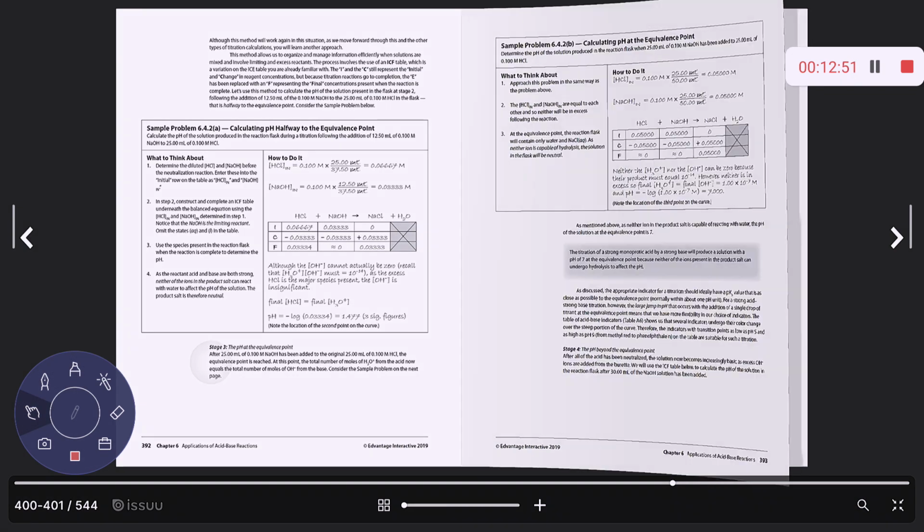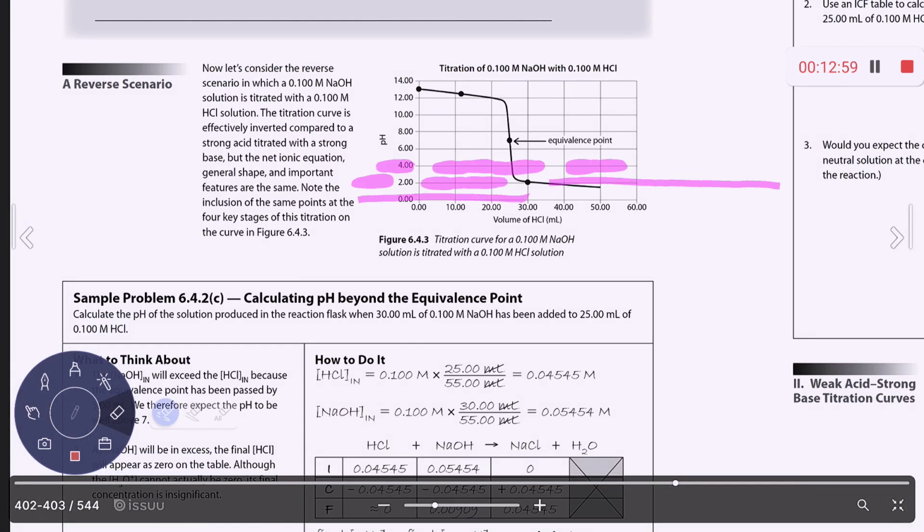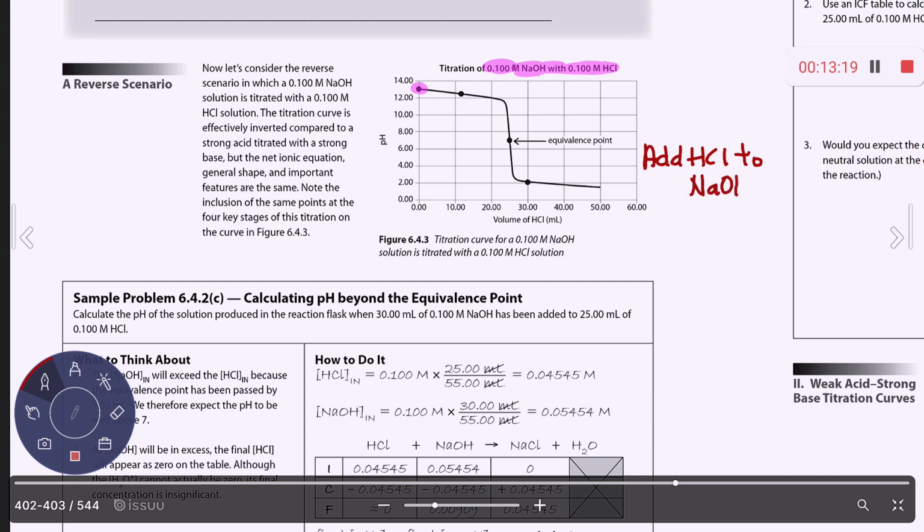I'm going to talk about this ICF table in an example. Take a look at the reverse scenario here. Okay, here I'm still using NaOH and HCl. The only difference is that my pH is starting relatively high, and that's because here, what are we doing? Adding HCl. Yeah, so here we're adding HCl to NaOH. So it's just the reverse. My equivalence point is still at a pH of 7. And let's go to the practice problems on the next page.